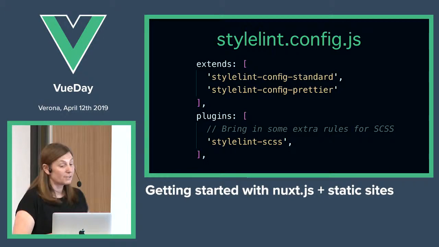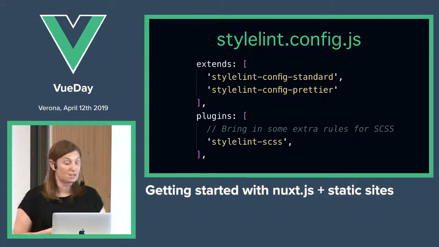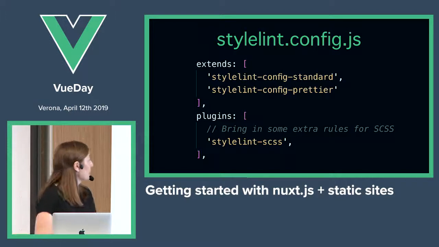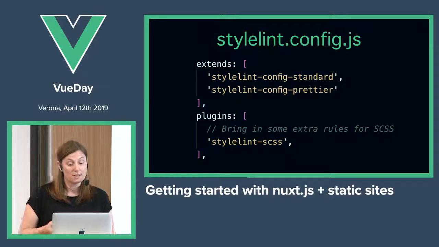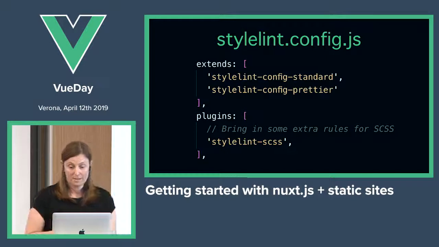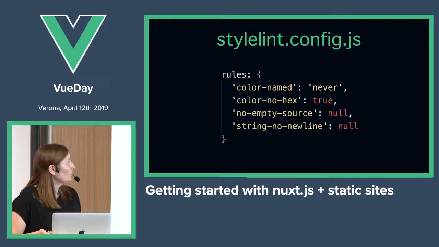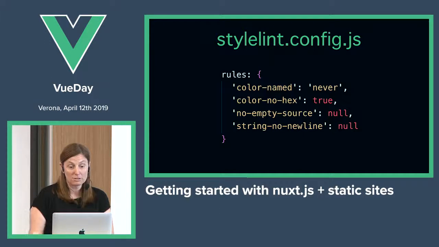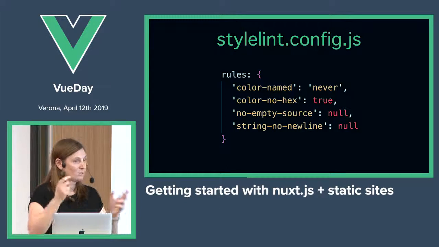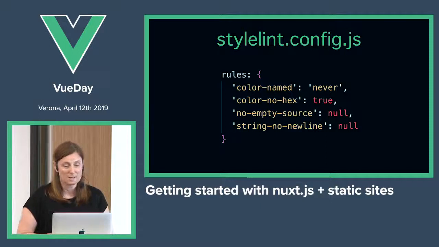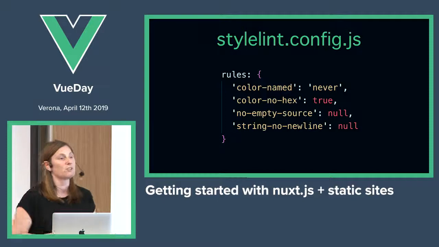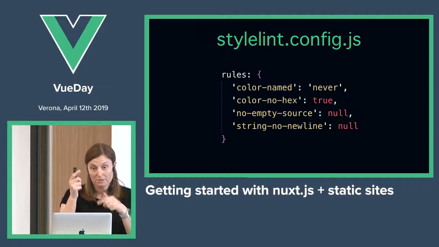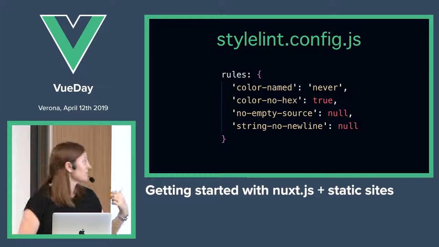For our stylelint config, you can basically just extend the configs of the standard and prettier, and the plugin is stylelint-scss if you're using Sass. Things I like to do, like no color names, because if I'm using Sass, why am I going to put a color name like color blue inside my component? And no hex values as well. Why am I going to put a hex value when you're using Sass? Just makes it easier then. If you need to change the colors, need to change anything, you go to your Sass file, you change it all there. No empty sources. Sometimes we write something, we delete it, and we leave it there, so this just checks.